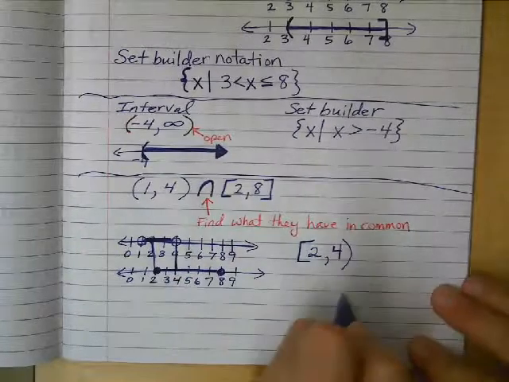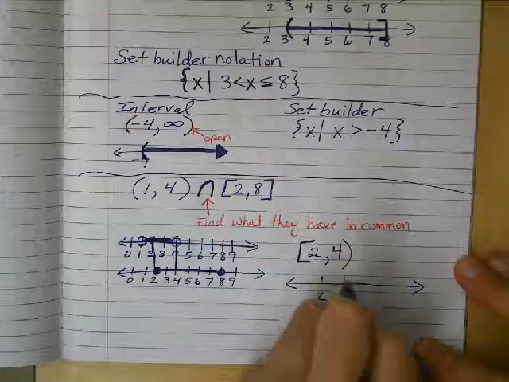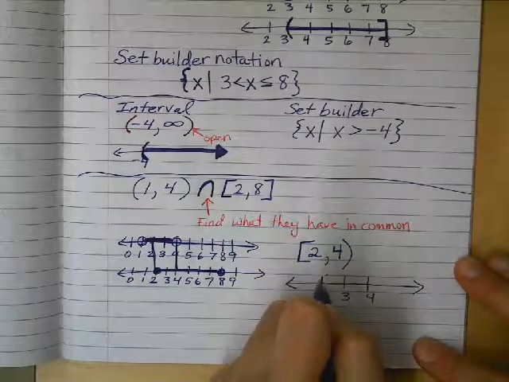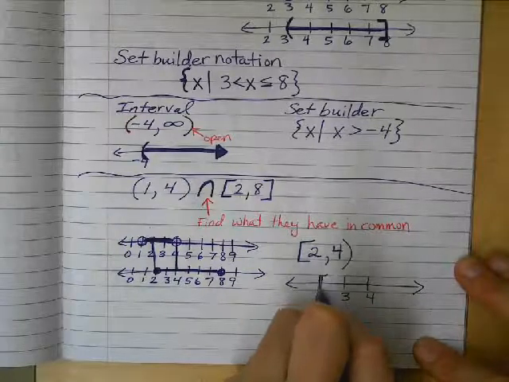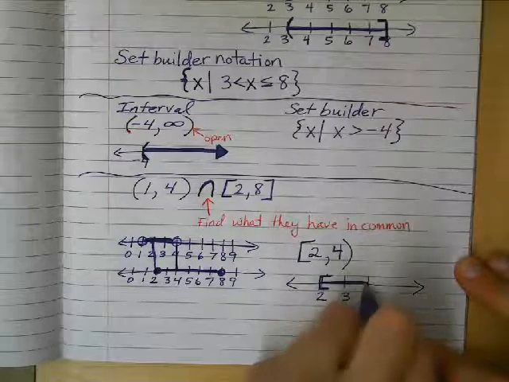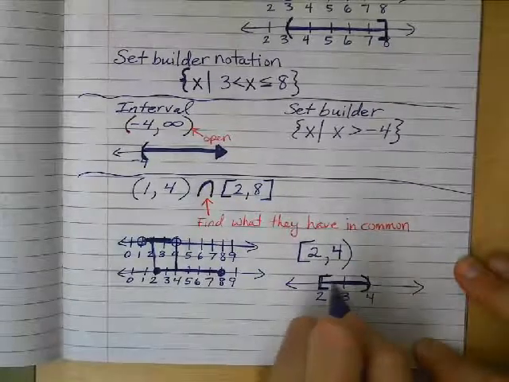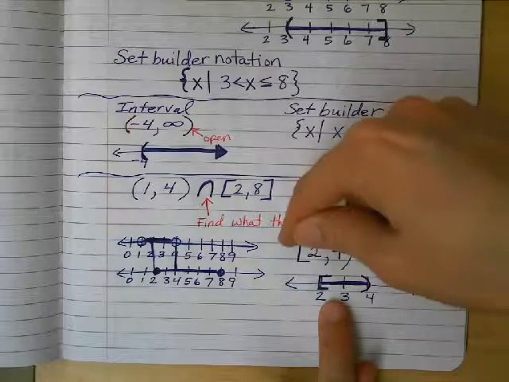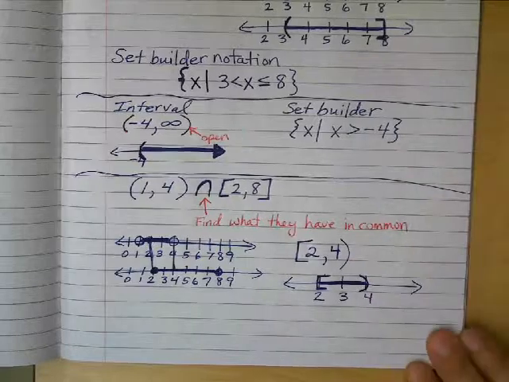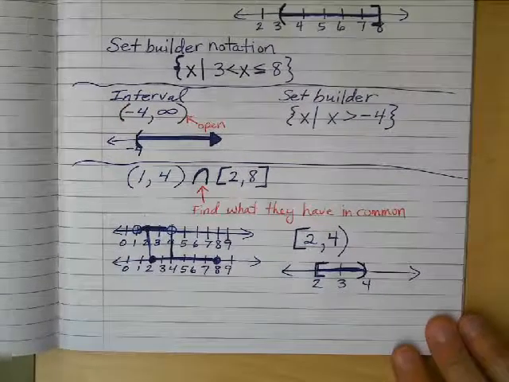So if you had to graph the final answer, 2, 3, 4, you would put a squared off bracket at the 2, and then shade up to 4, and that would have a curvy bracket on it. That's how they would graph it for the final answer. See, it's not too bad. It's just where they overlap.